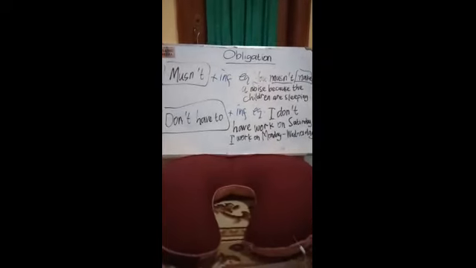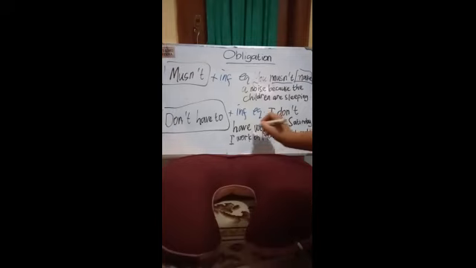Don't have to digunakan untuk menyatakan kewajiban dalam bentuk negatif, dalam artian kewajiban yang tidak perlu dilakukan. Contoh kalimatnya adalah I don't have to.